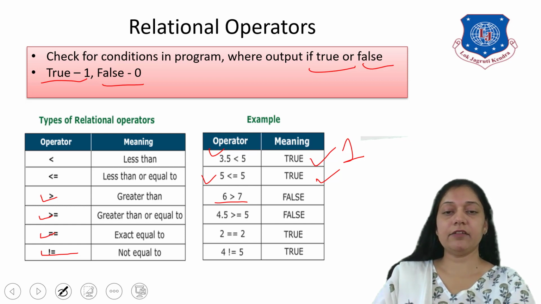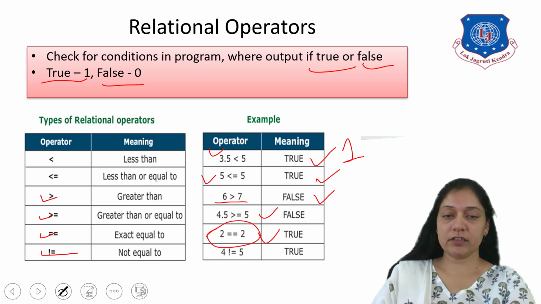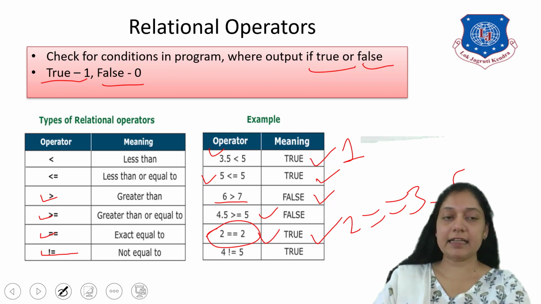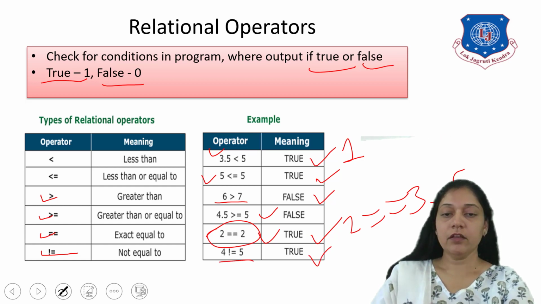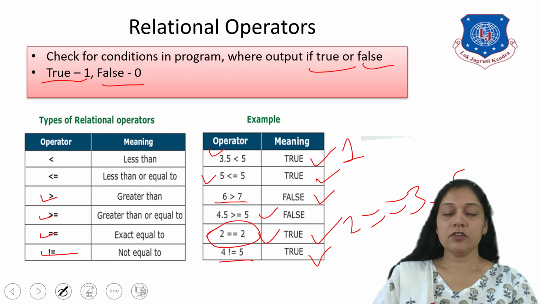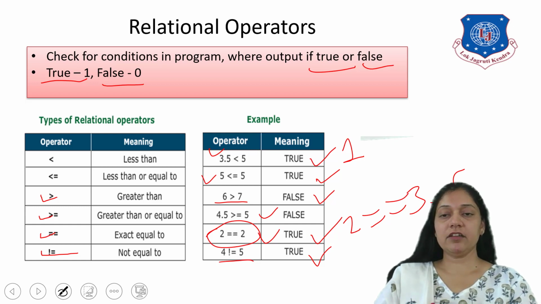When I write 6 greater than 7, then I'll get the output as false because the value of 6 is not greater, it is smaller than 7. Similarly for the rest. Say if I write 2 equal to 2, it means the left value and the right value should be the same, so I'll get the output as true. But if I write 2 equal to 3, then in that case I'll get the output as false. 4 not equal to 5, then yes, the left and the right values are not equal, so the output is true. So these are different relational operators which can be used for checking conditions in a program.